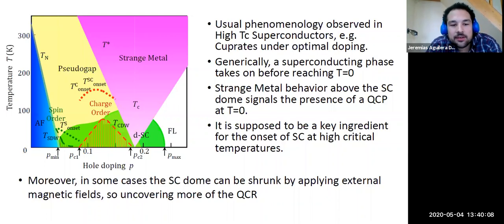And it is also believed that the presence of a quantum critical point might be inherently related with the onset of superconductivity at such high temperatures. So this is another motivation to study these models.